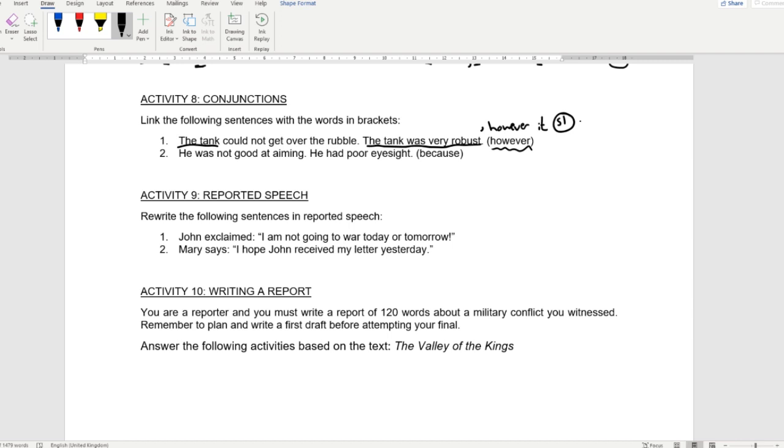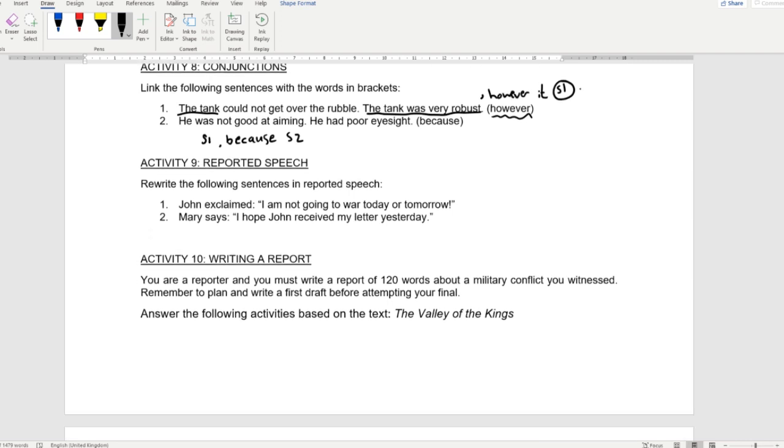Question 2, he was not good at aiming, he had poor eyesight. Here it's a very simple one. You can just start with sentence 1, add a comma, the word in brackets, which is because, and then sentence 2. So he was not good at aiming because he had poor eyesight.